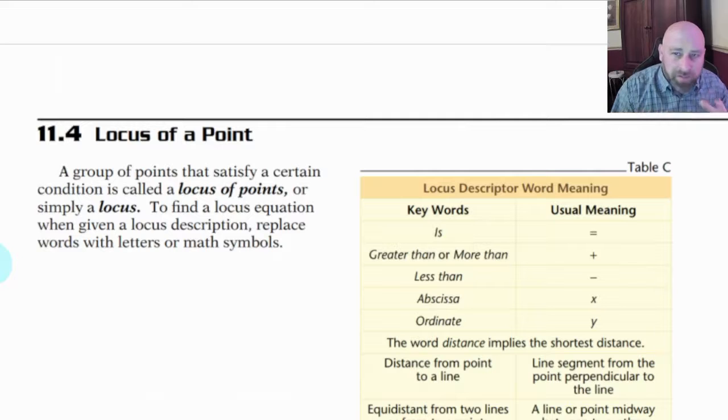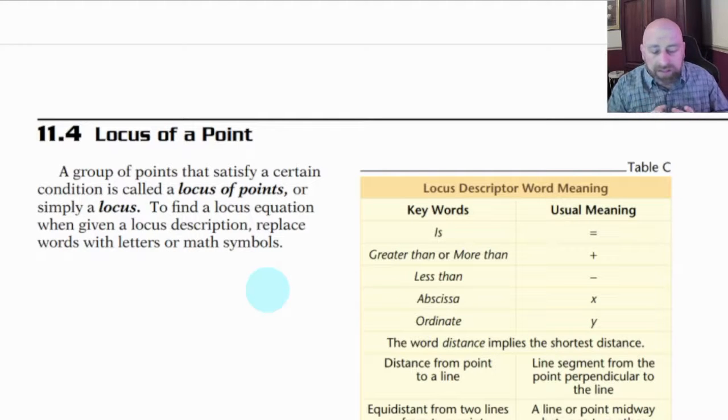Anytime we get to the locus section, whether it be geometry, pre-calculus, algebra 2, whatever, it seems like students kind of lose their mind all of a sudden. I think it's important to really talk about the concept of the locus before we launch into this, because maybe you didn't understand it in algebra 2 or in geometry class. So let's go back over it real quick and reinforce what a locus of points is. A group of points that satisfies a certain condition is called a locus of points, or just simply a locus.